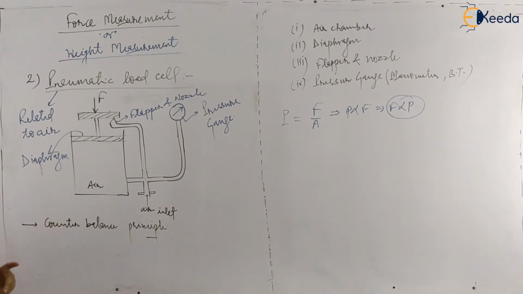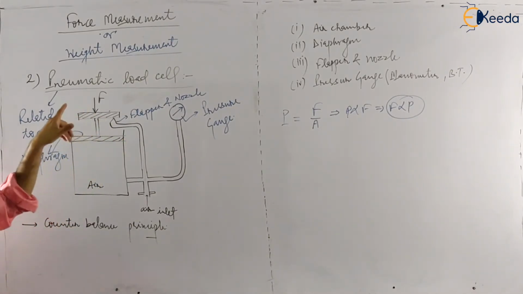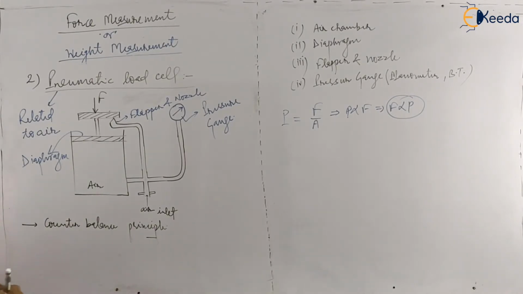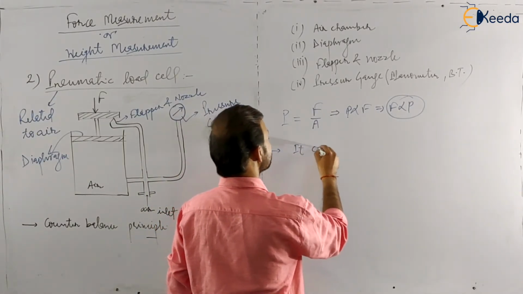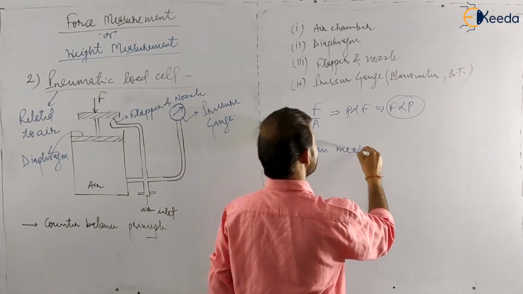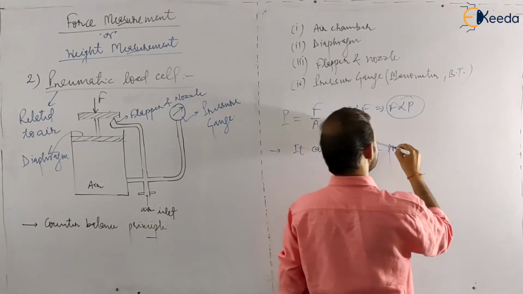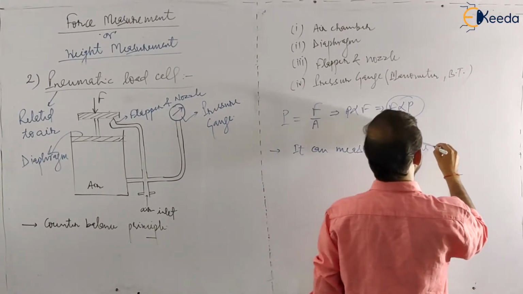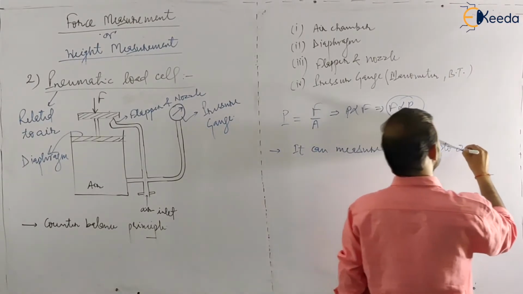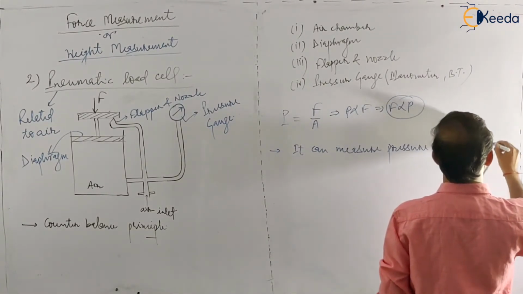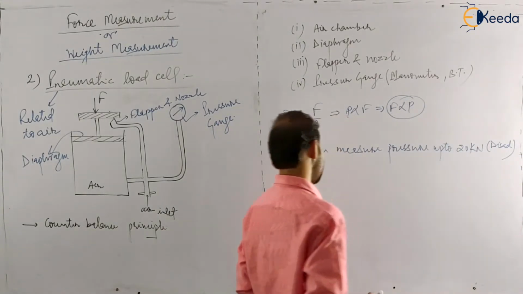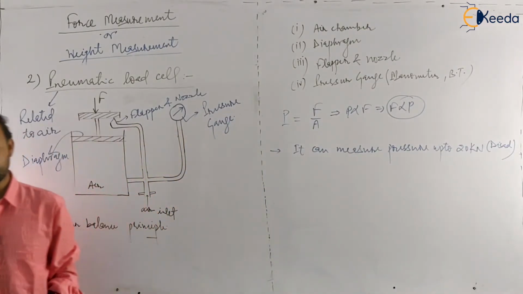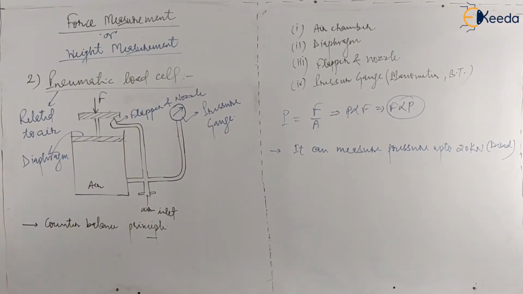The main disadvantage of the pneumatic load cell is that it has a limited range. It can measure force up to 20 kilonewton only. This is a disadvantage.